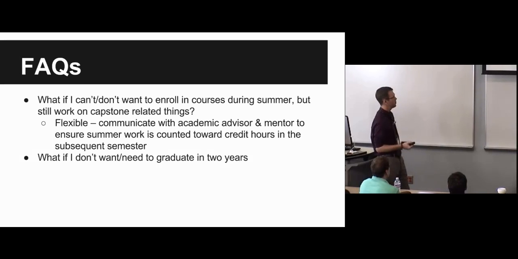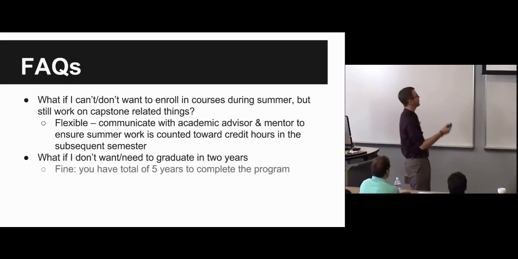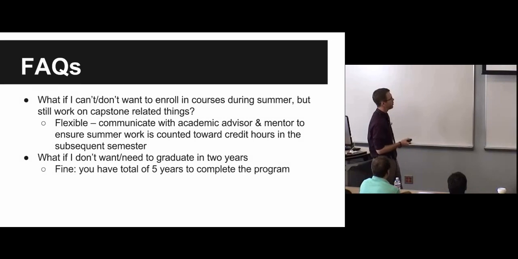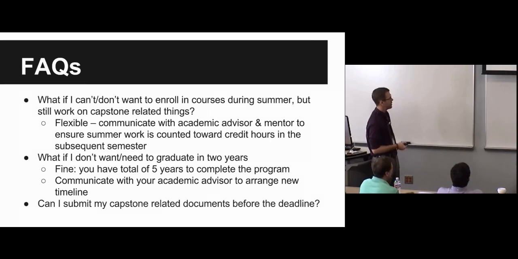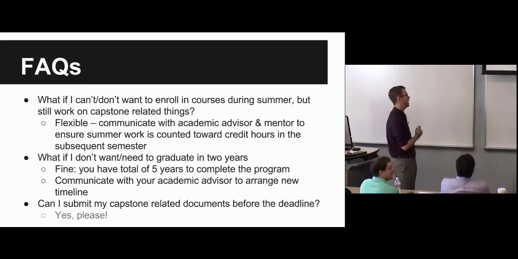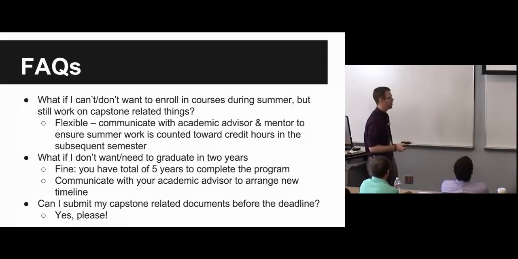What if I don't want to or even need to graduate in 2 years? What if I really like this campus and the program and everyone involved? That's fine. You have up to 5 years to complete the program. Communicate with the academic advisor to arrange a new timeline. Can I submit my capstone-related documents before the deadline? I alluded to this earlier. Yes, please.